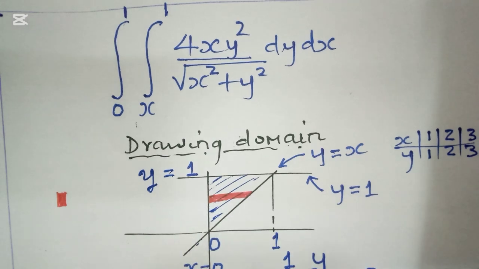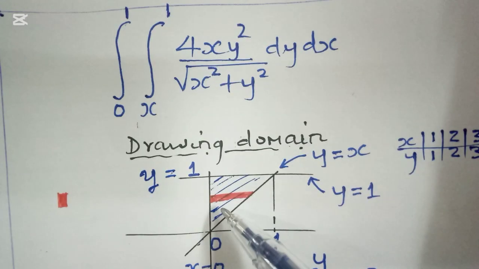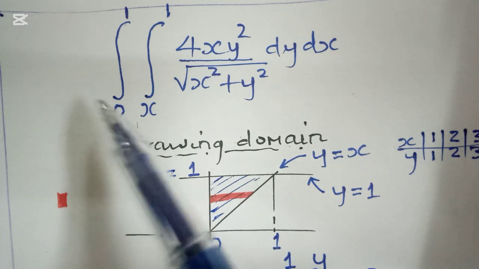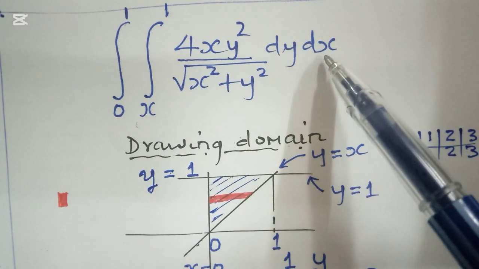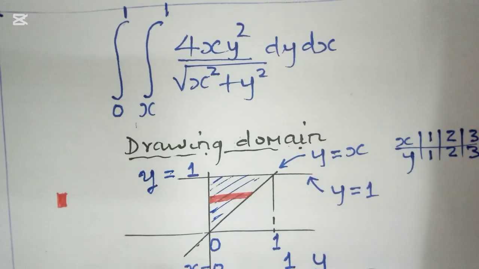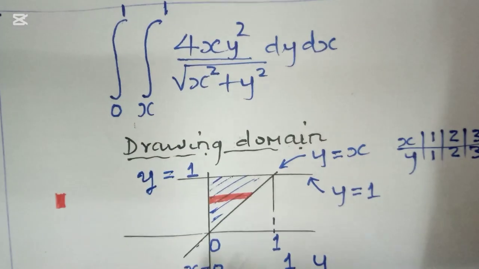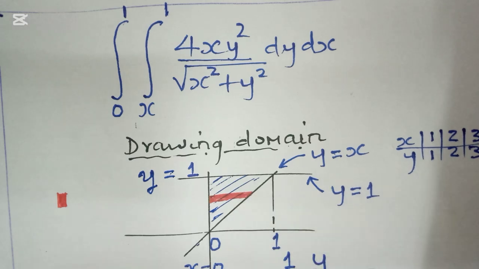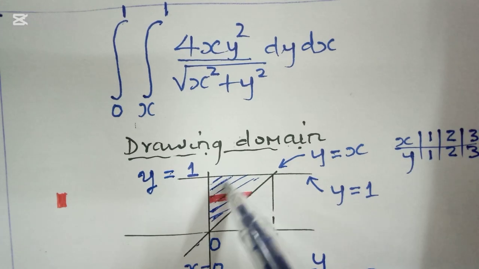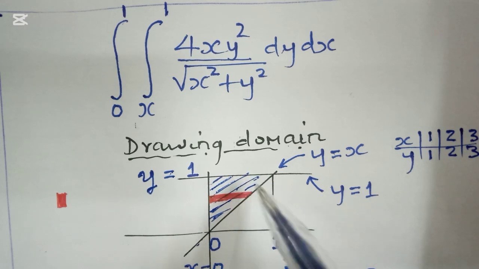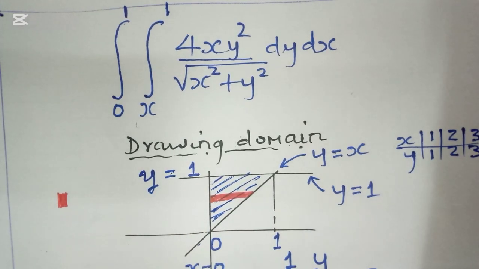But remember guys, we also have this other limit along the x-axis: x equals 0 here, and x equals 1 there. And so our domain is going to be this region. This is the region of our integral, or region of our domain.